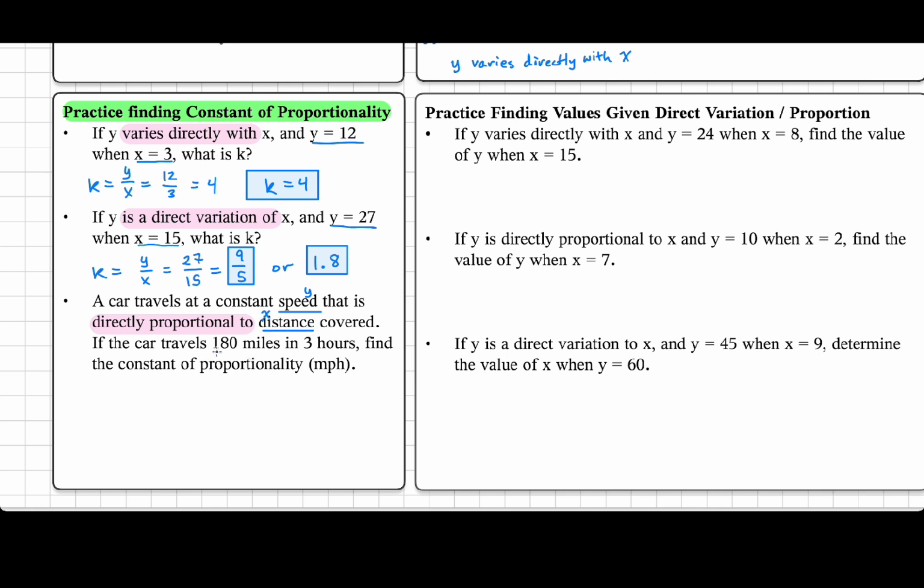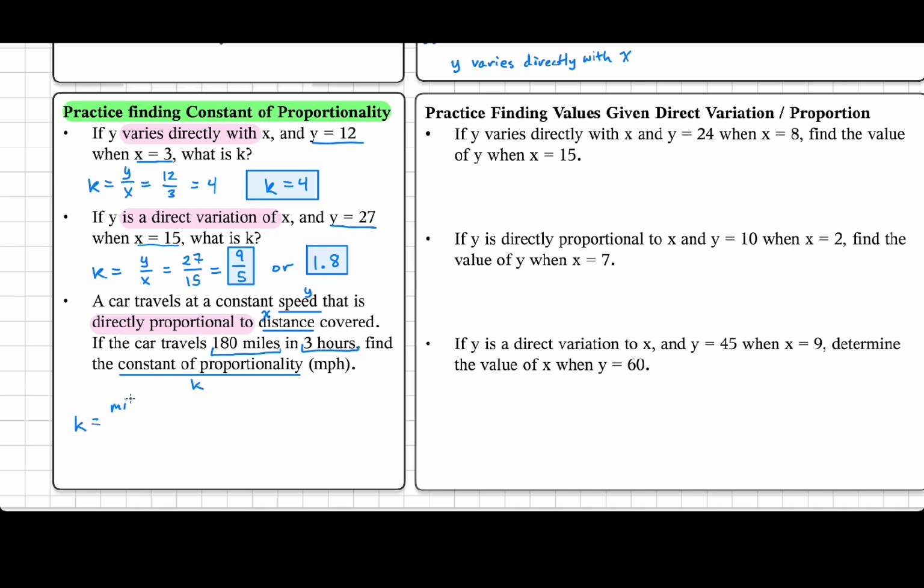Okay. Now, if the car travels 180 miles, so that would typically be our distance here, in 3 hours, we're going to find the constant of proportionality, which is also called the k value. And it needs to be represented as miles per hour. So since they say miles per hour, that's how we're going to want to set it up.